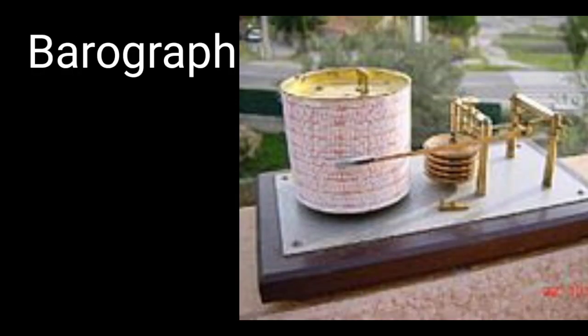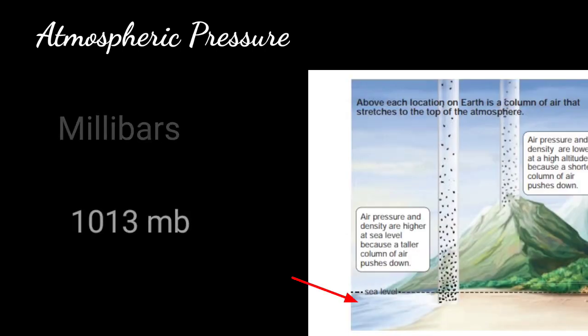Apart from that, a barograph is also used by meteorologists to record air pressure continuously. The instrument is like an aneroid barometer, but the pointer is replaced by a pen. The unit used in measuring pressure is the millibar. Normal atmospheric pressure at sea level is 1013 millibars, which is the standard air pressure at sea level. So hope you have understood the two important elements of weather and the instruments used to measure these two important elements.